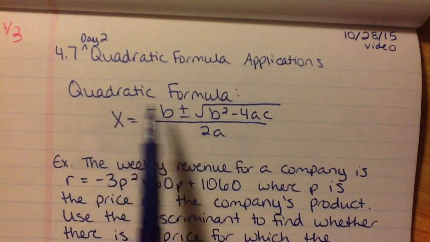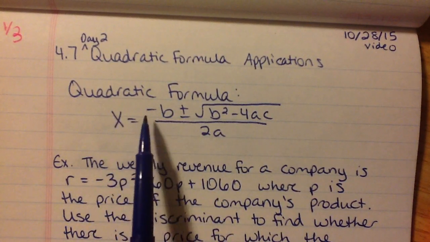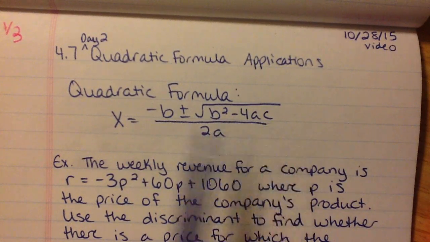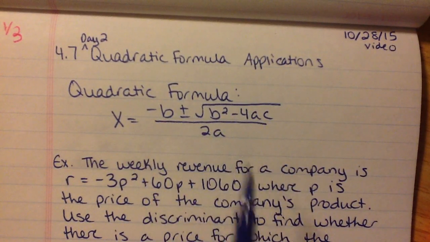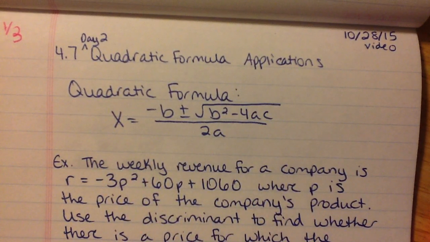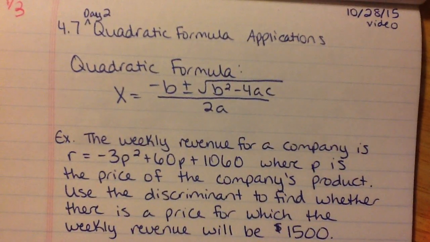So just a reminder that the quadratic formula is x equals opposite b plus or minus the square root of b squared minus 4ac, divided by 2a. And again, you want to memorize that. We're going to use it for the rest of your mathematics career.